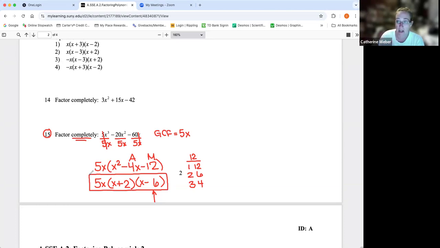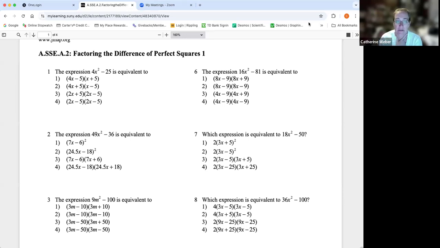I do have one more document I want to go over for factoring, so I'm going to pause the recording so I can switch the documents. Okay, here's our next document for factoring.